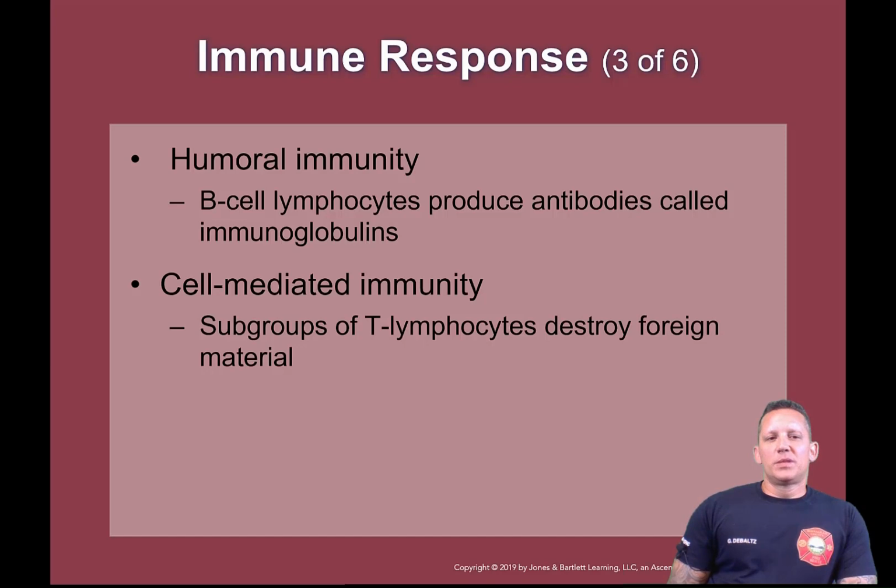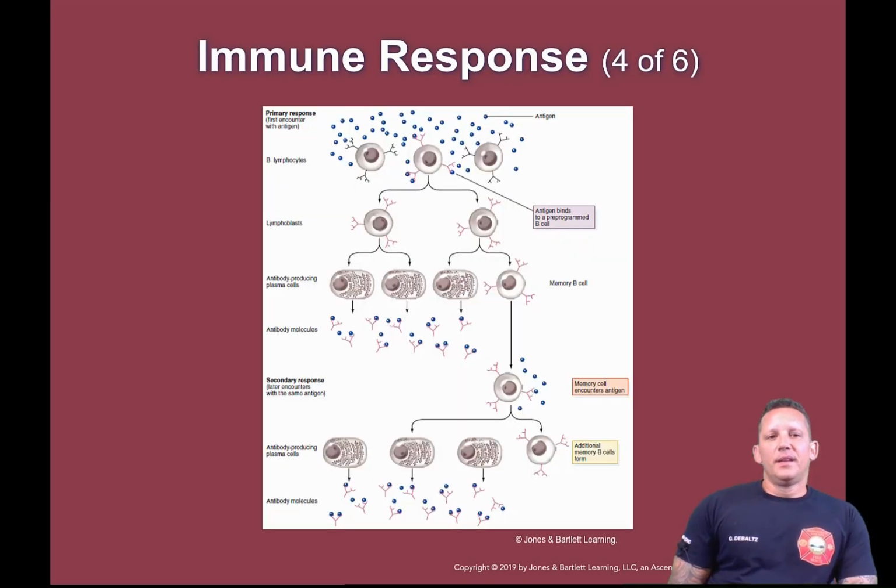This is more on the immune response, humoral immunity, which is the B cell lymphocytes produce antibodies called immunoglobulins, and then cell-mediated immunity. The subgroups of T lymphocytes destroy foreign material. This is well covered in your book. Make sure that you read this. This is things that you should see in your quizzes. Another great pictogram of how this works.